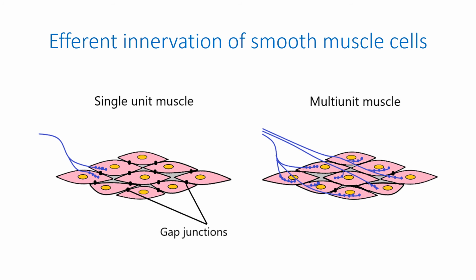In multi-unit smooth muscles, each cell is innervated by an autonomic nerve fiber. These muscles are composed of cells that rarely possess gap junctions and therefore are not electrically coupled. An action potential does not spread from one cell to another, with every cell contracting after stimulation on its own.